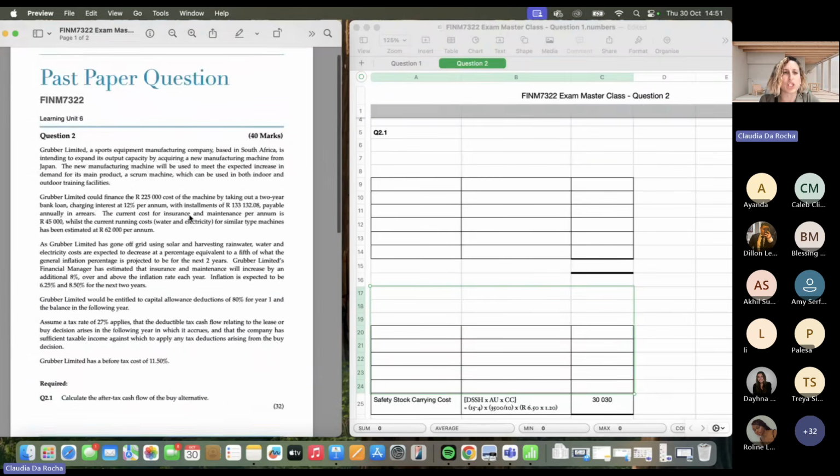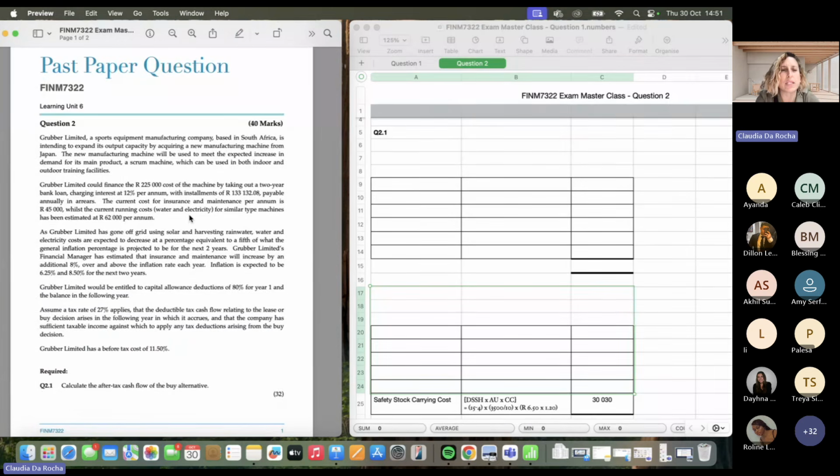So let's read the information. It says Grubber Limited, a sports equipment manufacturing company based in South Africa, is intending to expand its output capacity by acquiring a new manufacturing machine from Japan. The new manufacturing machine will be used to meet the expected increase in demand for its main product, a scrum machine, which can be used in both indoor and outdoor training facilities. Okay, so we know, in essence, they want to get a machine. Now it's about how they're going to get it. They're going to buy or they're going to lease it.